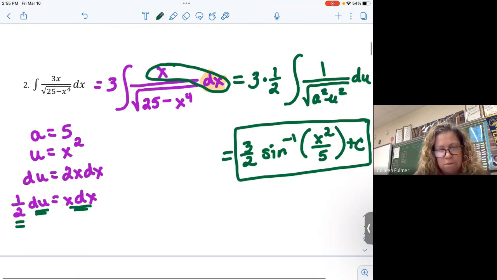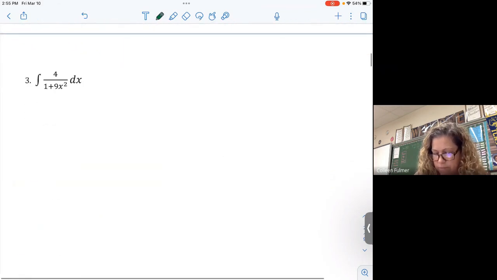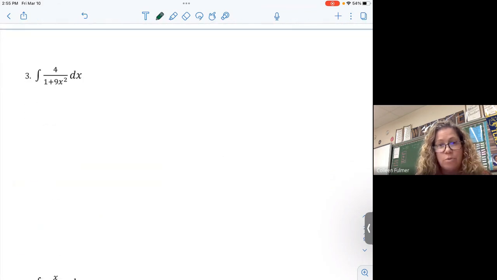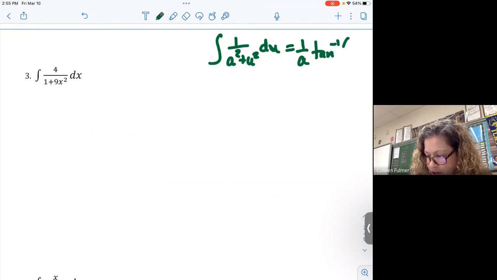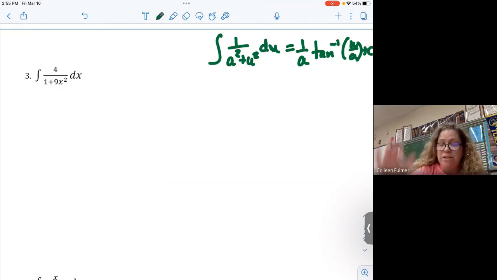Okay, I think the next one is an inverse tangent problem. I know that because there's no square root and it's the sum of two perfect squares. So I just want to remind you that the integral of 1 over a squared plus u squared du is 1 over a inverse tangent of u over a plus c. I had to cram that in there, but it's at the beginning of the recording at the top of my notes.